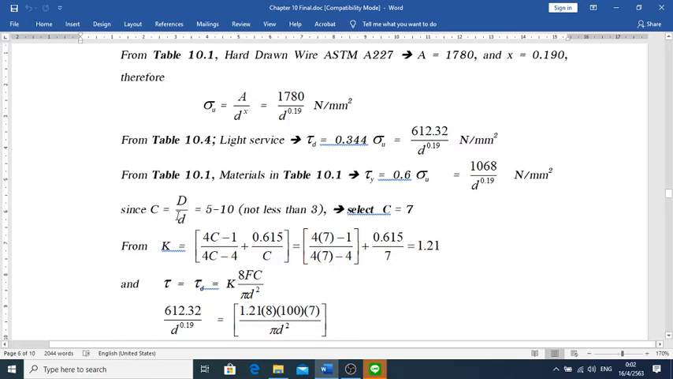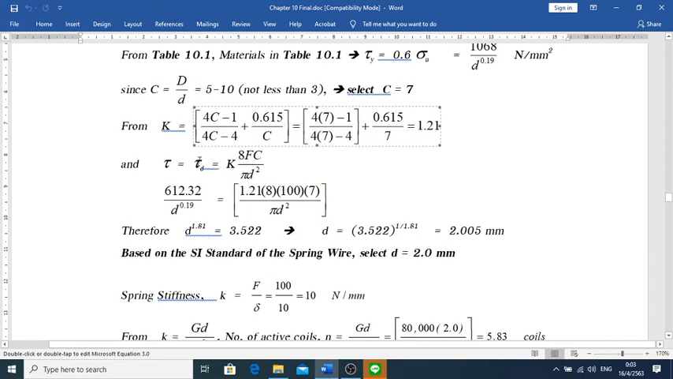So I just recommend you guys, remember that if C is huge, it means your spring is large and short. If C is small, it means your spring is long and slim. So therefore, this one I make in the middle, and we can adjust after this anyway. So we got a K term, and then I got the tau term. I plug everything back in. I got d equal to 2 point something.